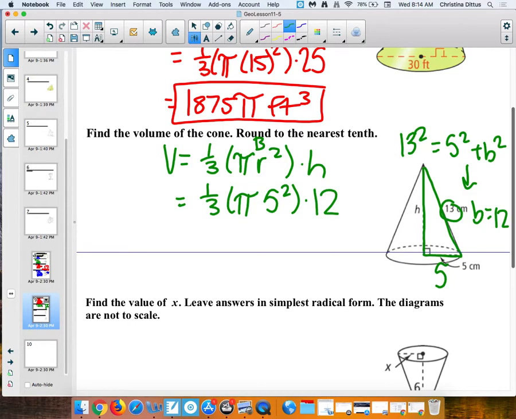This one says round to the nearest tenth, so just leave it in pi first, and then I'll multiply pi out. So how much pi do I have? 100 pi. And then when I take 100 times pi, I get about what? 314.2. Label.